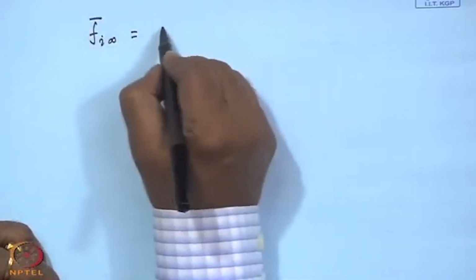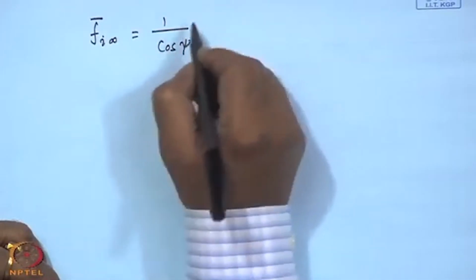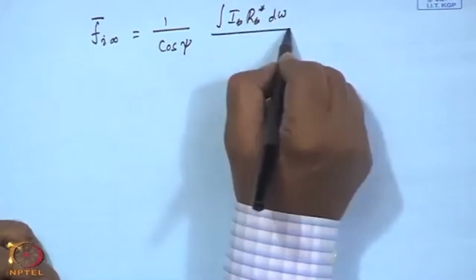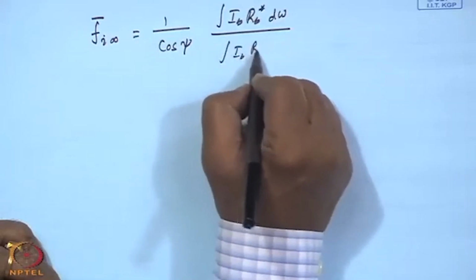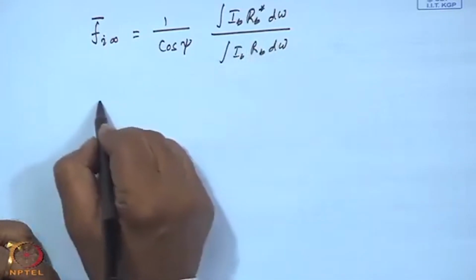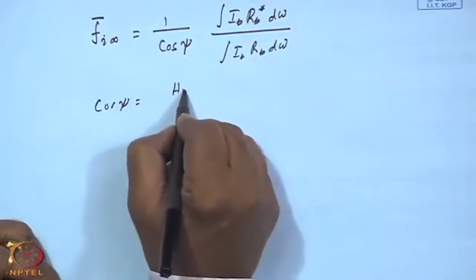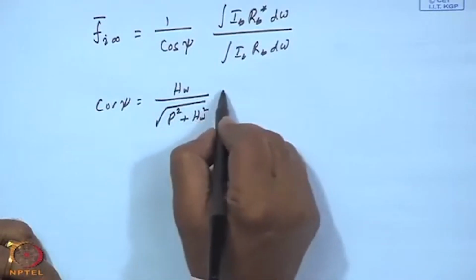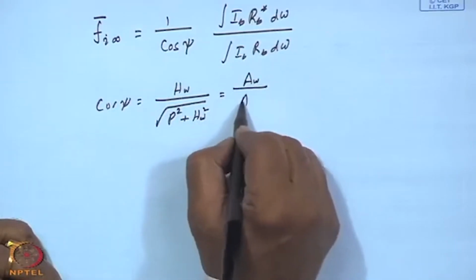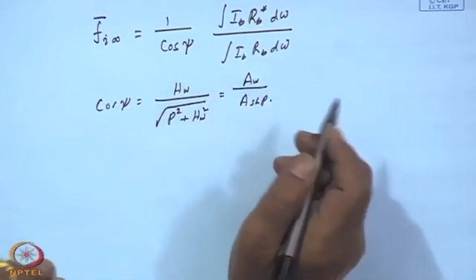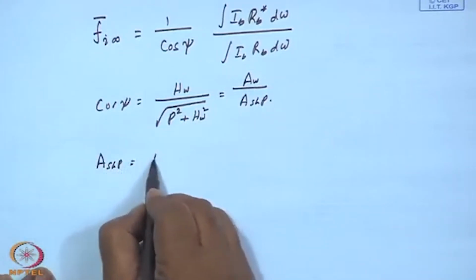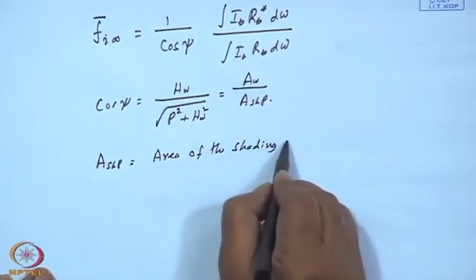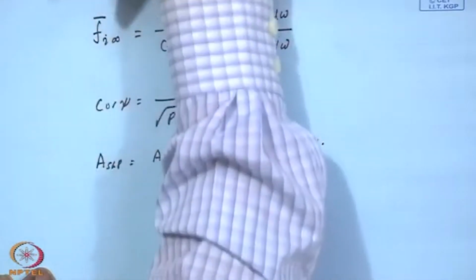So, this Fi bar infinity is 1 by cos psi, integral IB RB star d omega, by integral IB RB d omega, where your cos psi is nothing but the height of the window by the diagonal, square root of p squared plus HW squared, which is nothing but the area of the window by the area of the shading plane. Okay, ASHP, right.